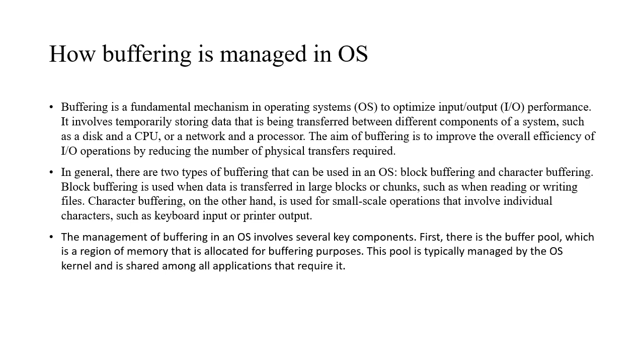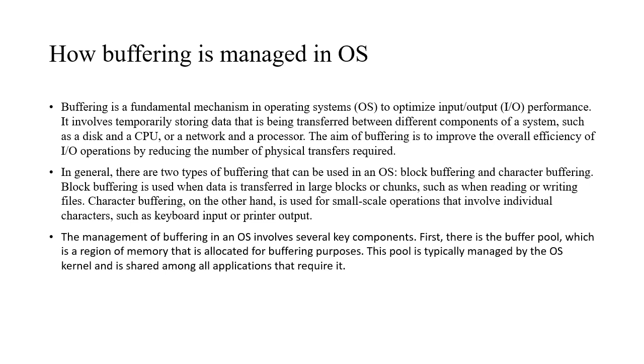In general, there are two types of buffering that can be used in an OS: block buffering and character buffering. Block buffering is used when data is transferred in large blocks, such as when reading or writing files. Character buffering, on the other hand, is used for small scale operations, such as keyboard input or printer input.